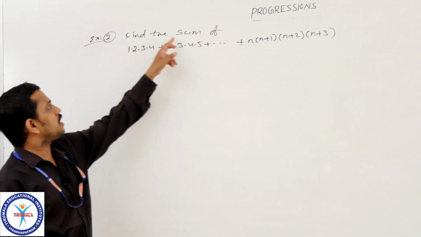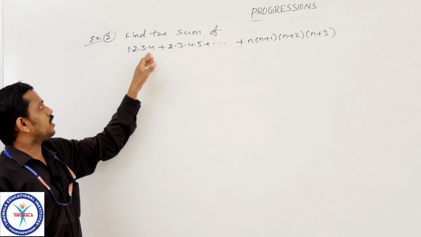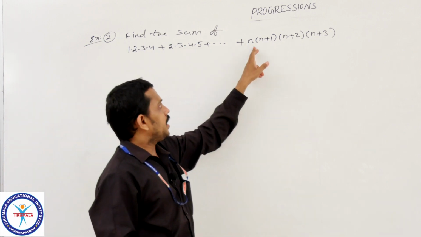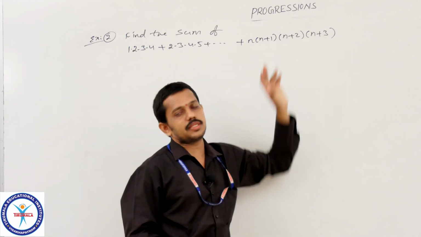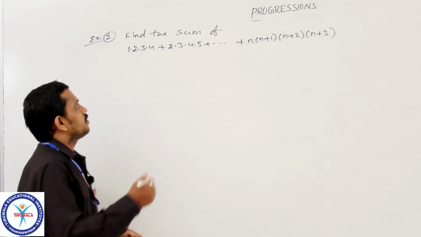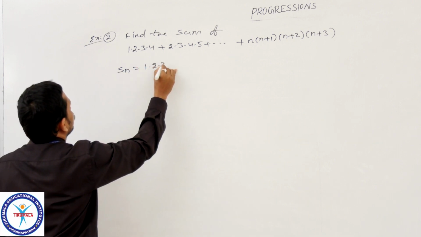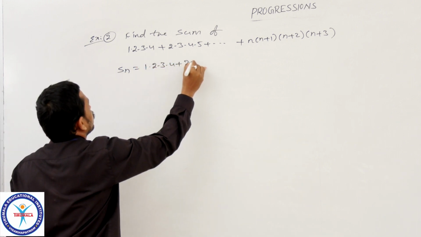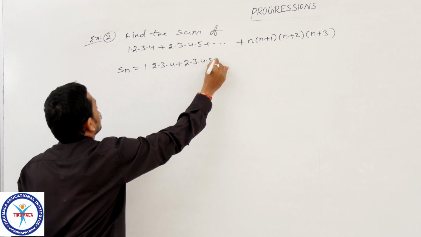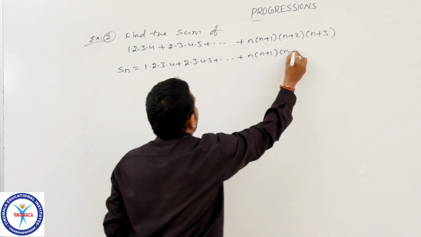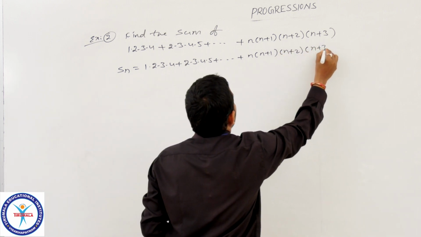Now, find the sum of 1 into 2 into 3 into 4 plus 2 into 3 into 4 into 5 plus and so on plus n into n plus 1, n plus 2, n plus 3. So here let us consider the sum Sn is equal to 1 into 2 into 3 into 4 plus 2 into 3 into 4 into 5 and so on plus n into n plus 1 into n plus 2 into n plus 3.